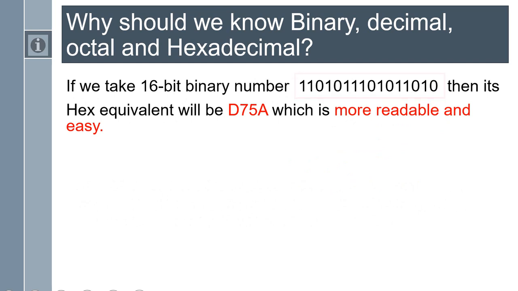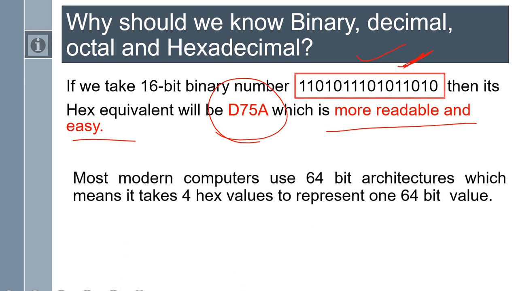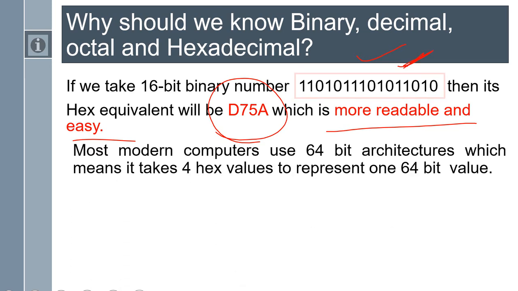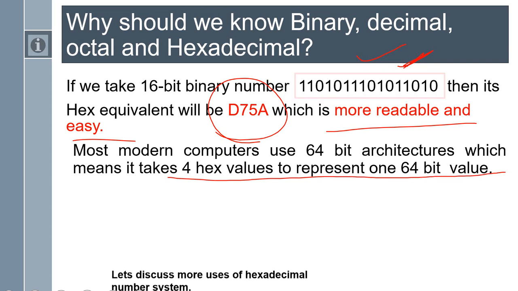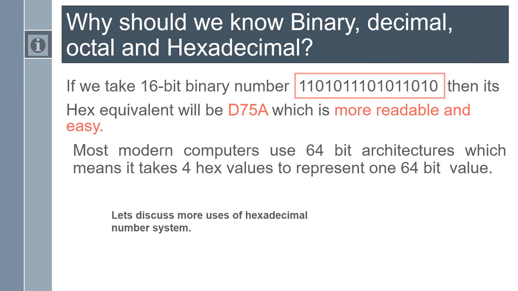If we take a 16-bit binary number that is here, then its hexadecimal equivalent will be this, which is more readable and easy rather than using this binary number. Most modern computers use 64-bit architectures, which means it takes 4 hex values to represent one 64-bit value. So let's discuss more uses of the hexadecimal number system, which converts this long binary into this short form.